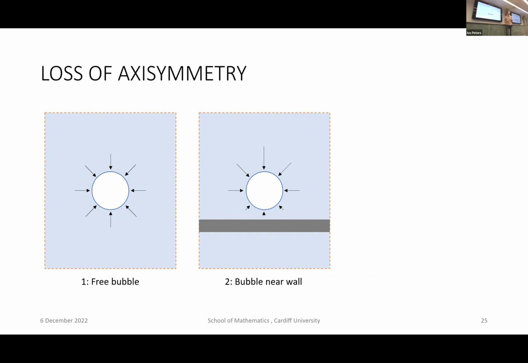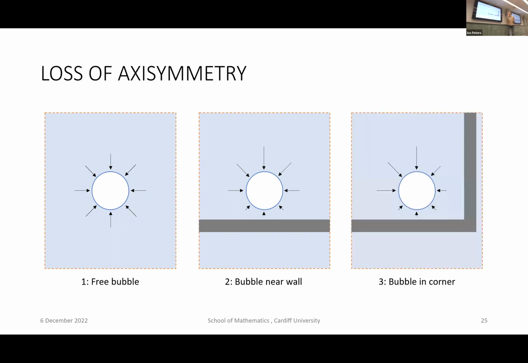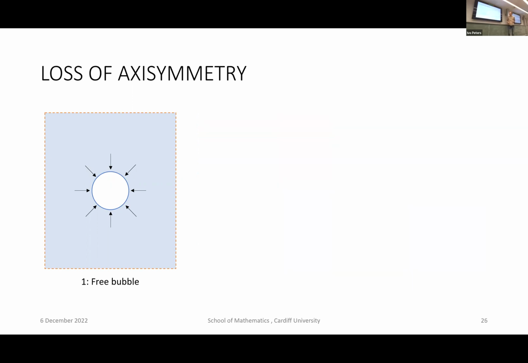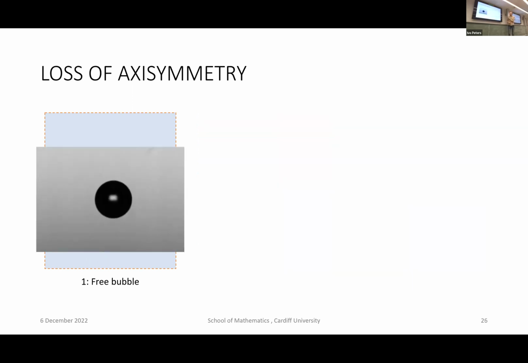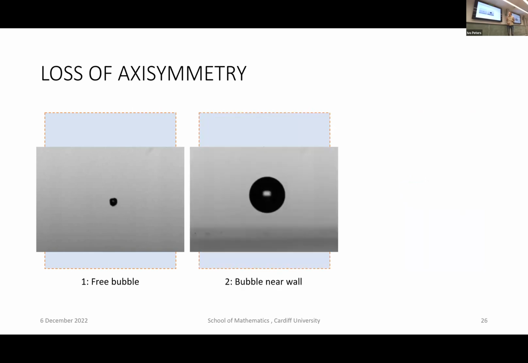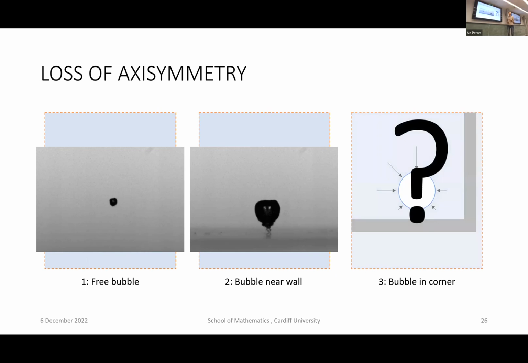And one thing you can do to make this situation not axisymmetric anymore is to simply introduce another wall. Let's say that we put another wall here so that we basically have a bubble in a 90-degree corner. So this is the movie that I've shown you, right? So we have a spherical collapse. Here we have a non-spherical collapse, but it's still axisymmetric. And the question is, what will happen if we put another wall here?